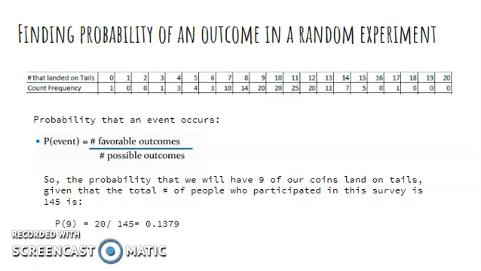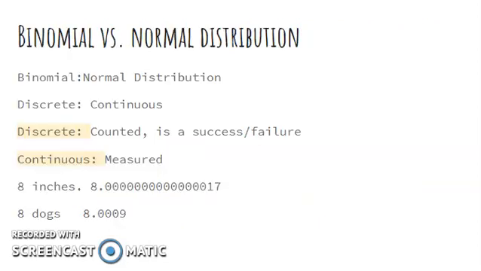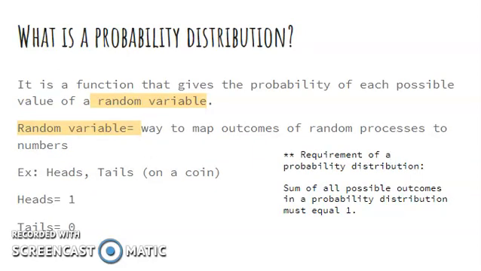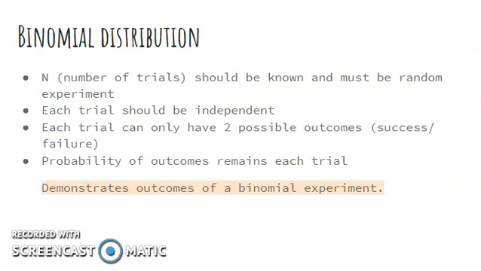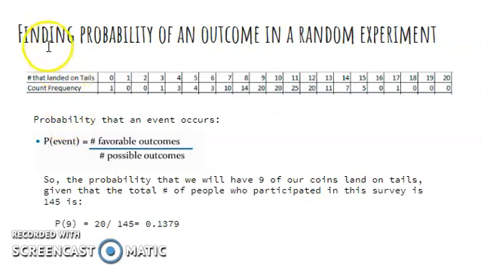So there's something called a binomial probability distribution, and that is basically a distribution that has the characteristics of a probability distribution and a binomial distribution. So it follows all the requirements. So finding the probability of an outcome in a random experiment, we have a table here of flipping.